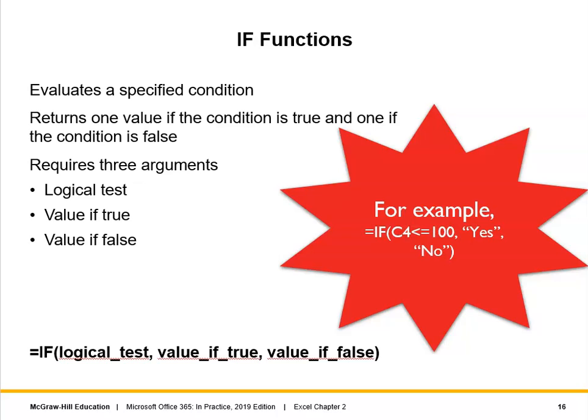The logical test is the value or statement to be evaluated. The value if true is the result to be displayed in the cell when the logical test is true. You can select a cell, enter text, or use a formula for this argument. The value if false is the result displayed in the cell when the logical test is false. You can select a cell, enter text, or use a formula for this argument as well.